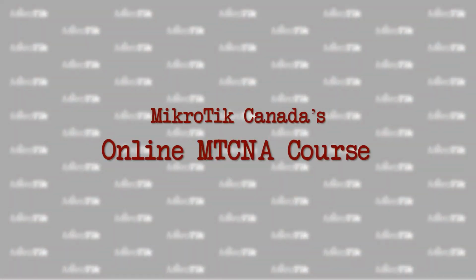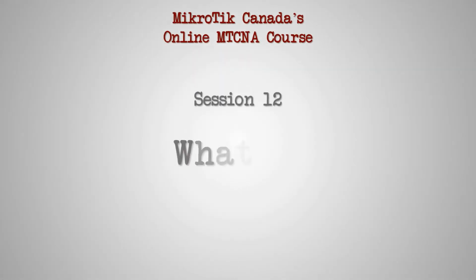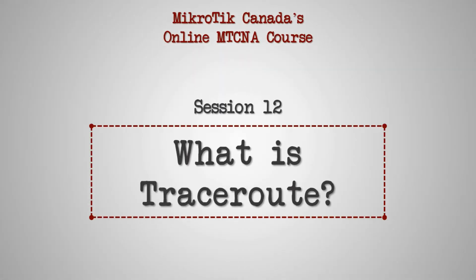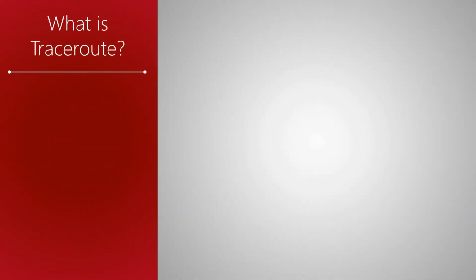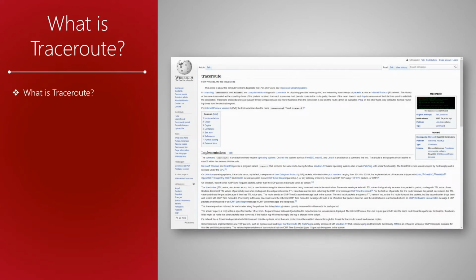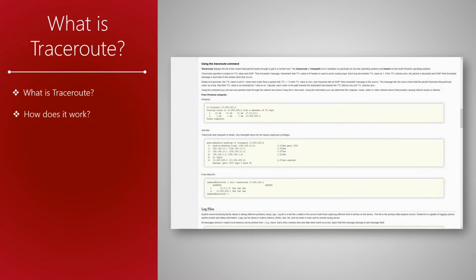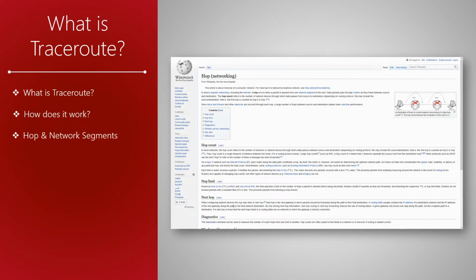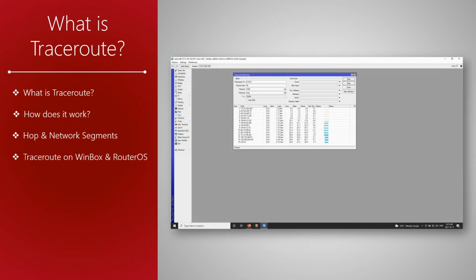In the 12th session of our RouterOS and online MTCNA tutorials, we're going to take a look at another network troubleshooting utility. This tool is called Traceroute, and in this video, we'll be covering four main topics. First, a brief overview of Traceroute and how it works. Then, an introduction to hops and network segments. And finally, the Traceroute interface and its features on MikroTik's RouterOS.